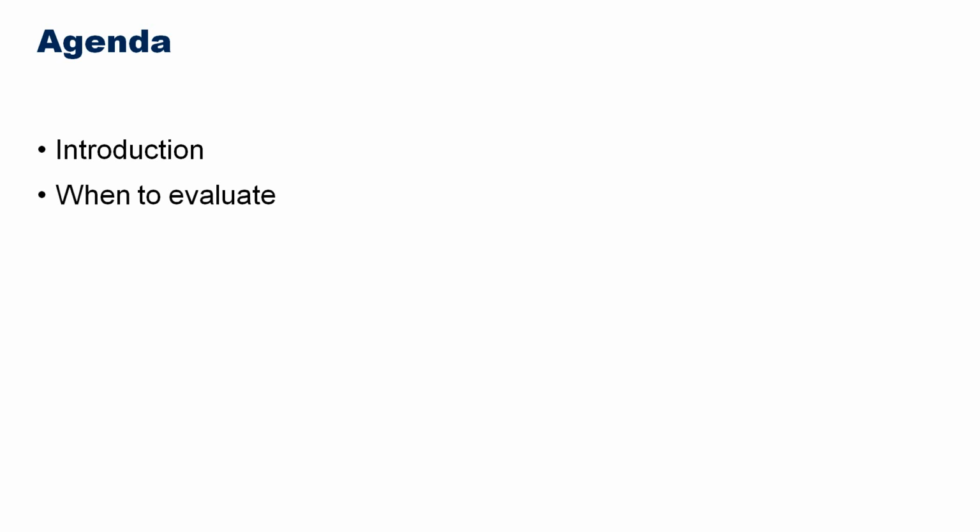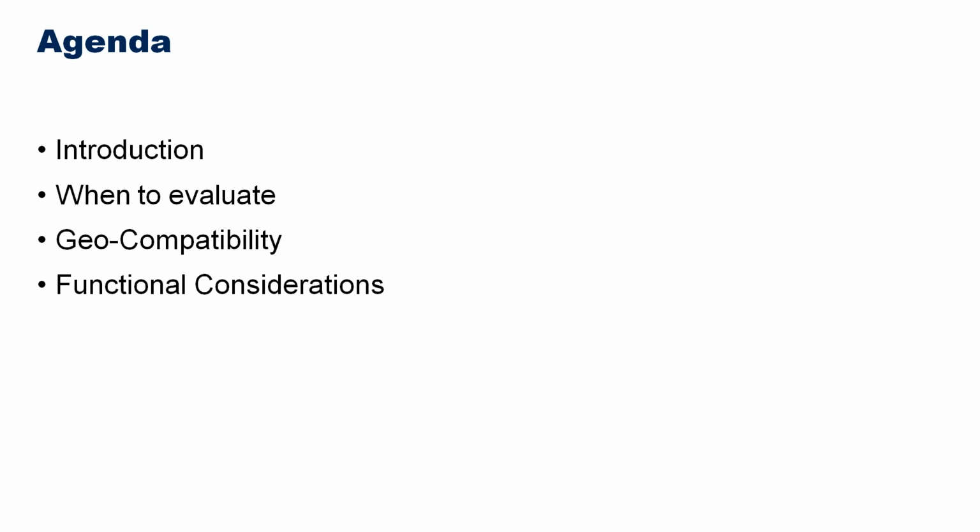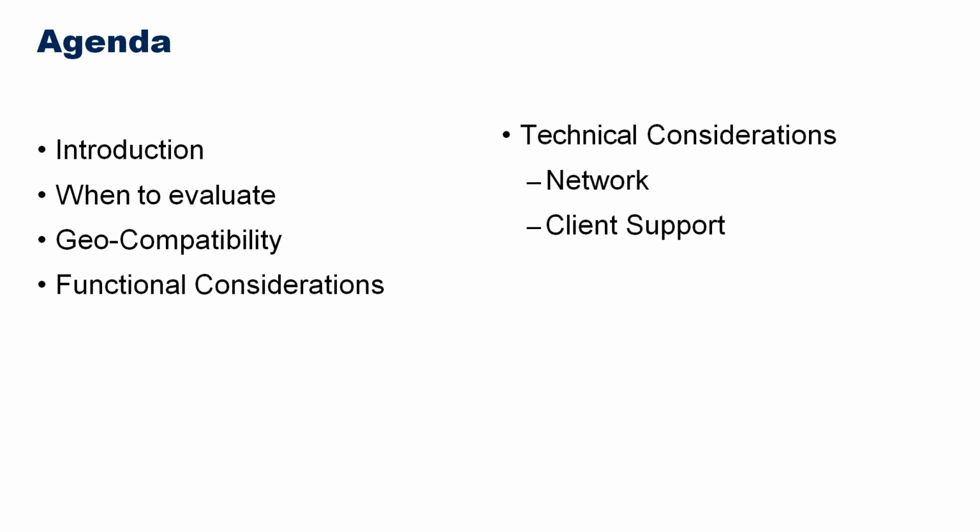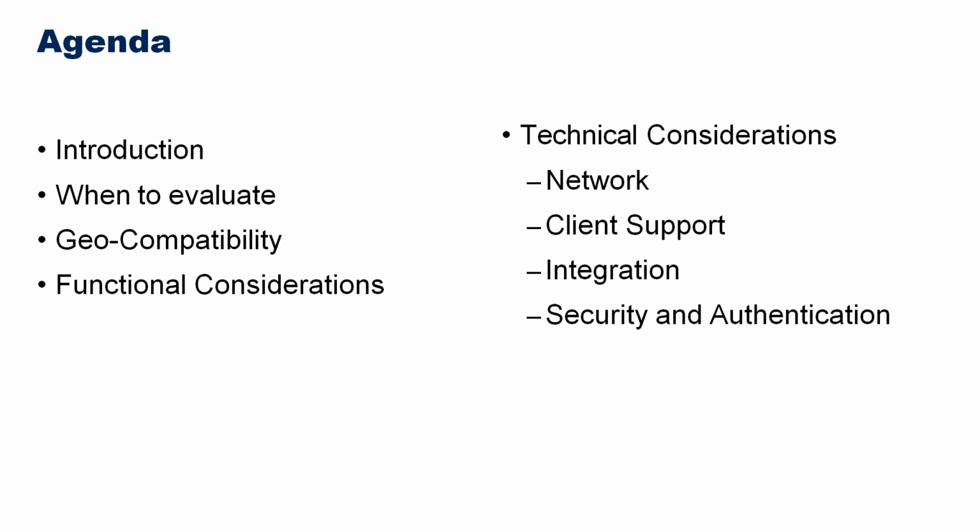And we will also look at when to evaluate this. So when is your organization ready to do this, what is the geographic compatibility of bringing everyone together through video conferencing technology, and what are the functional considerations when you are implementing the conferencing. And finally we will look into the detailed aspects of technical considerations like network and client support, integration with the other functionalities, and security and authentication factors to be considered. And what is the final exit strategy that needs to be implemented when the particular technology becomes obsolete after 5 years, and when you want to exit, what are the factors that you need to consider while you are implementing the new technology.